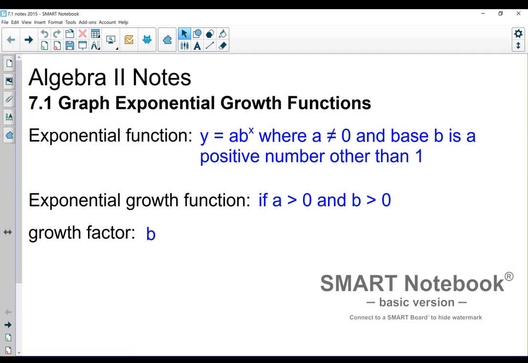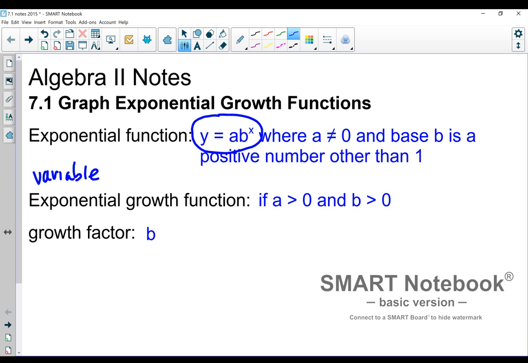Algebra 2, 7-1, graph exponential growth functions. So an exponential function can be written in this form: y equals a times b to the x power. What we need to notice here is the variable is the exponent. So it's not like x squared or x the third. I have b raised to the x power. So the variable is the exponent.